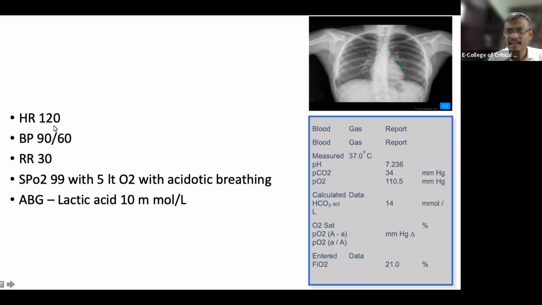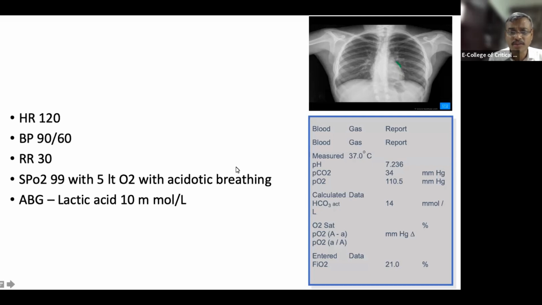Just as I mentioned, tachycardia 120, same patient, BP 90 by 60, a little bit requiring fluid response. You are giving fluids there. Respiratory rate 30 because of the metabolic acidosis. You want to hyperventilate. SATs are okay, 99 with 5 liters oxygen.